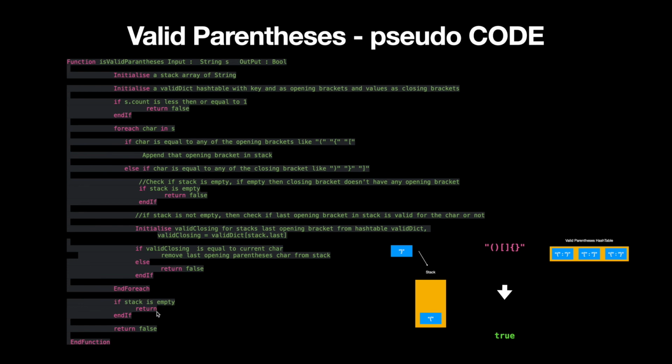In the end, we will check if stack is empty. If stack is empty, then we'll return true. I should have written true over here. Else we'll return false in any other situation. So this is valid parenthesis.